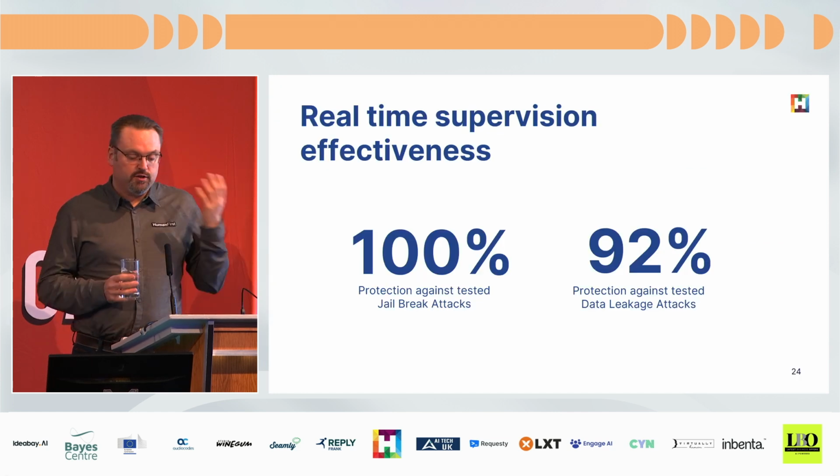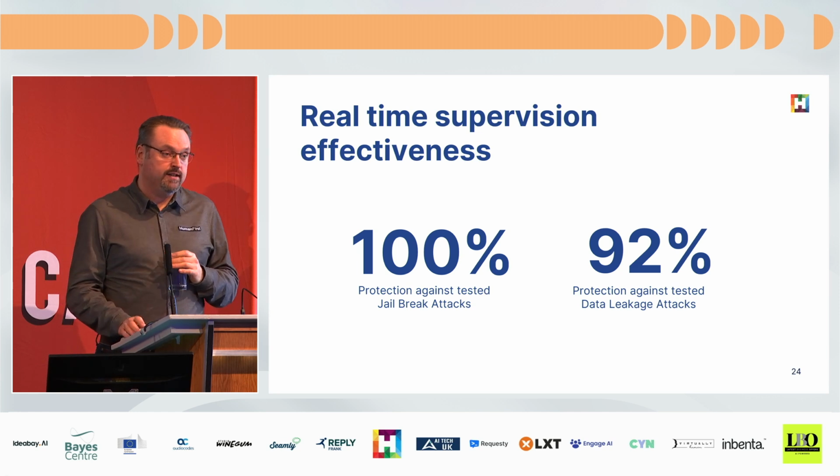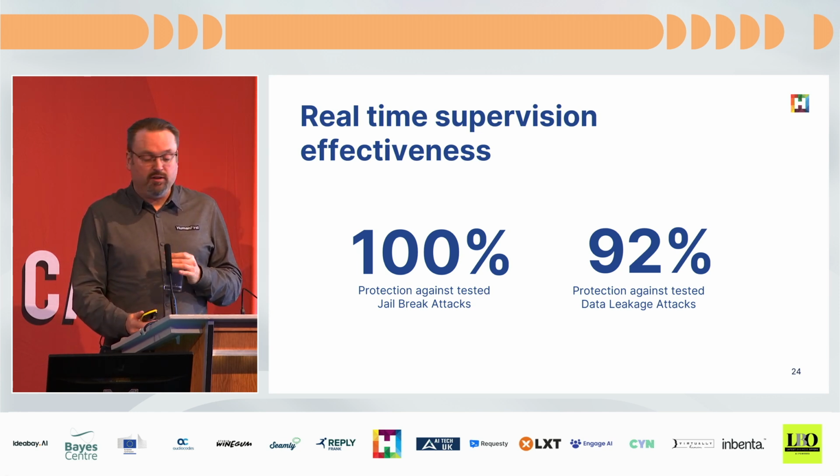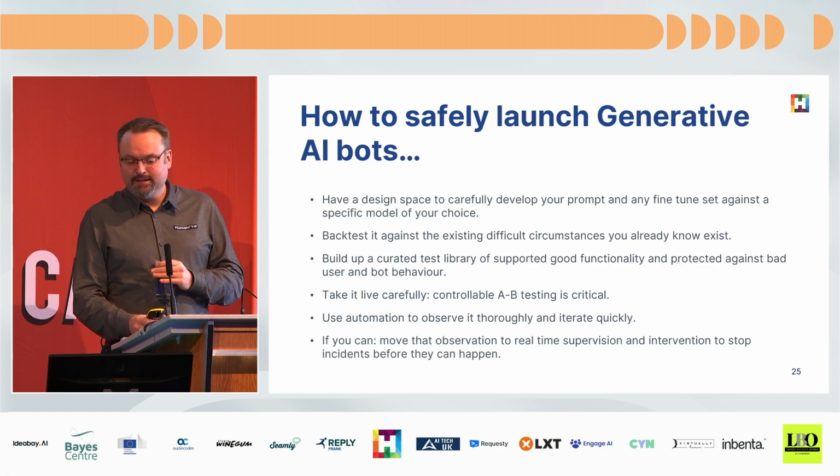Results of the paper: we had 100% protection against the tested jailbreak attacks, around 400 really carefully curated ones, and about 92% against data leakage attacks. Again, if you're putting it into your prompts, your training set, or your RAG, it probably can be got out.